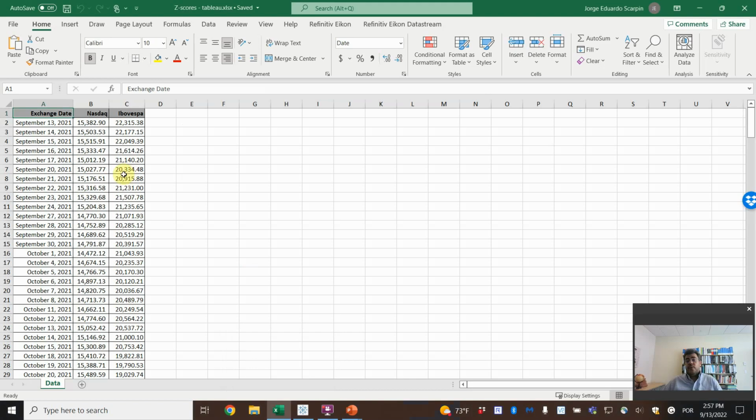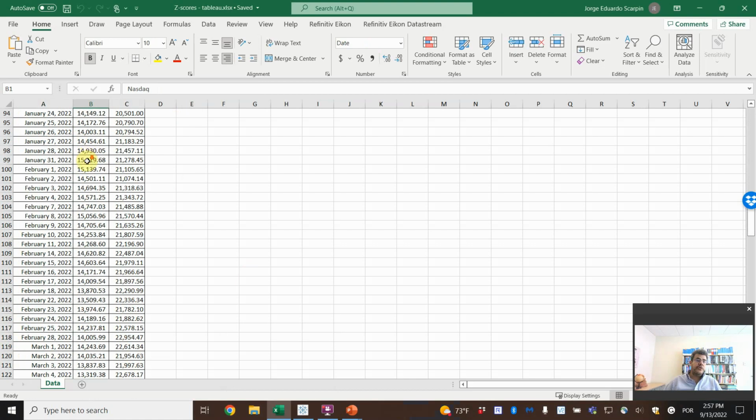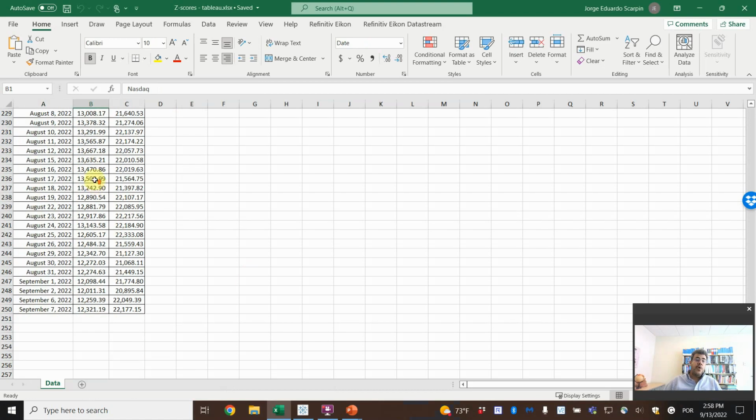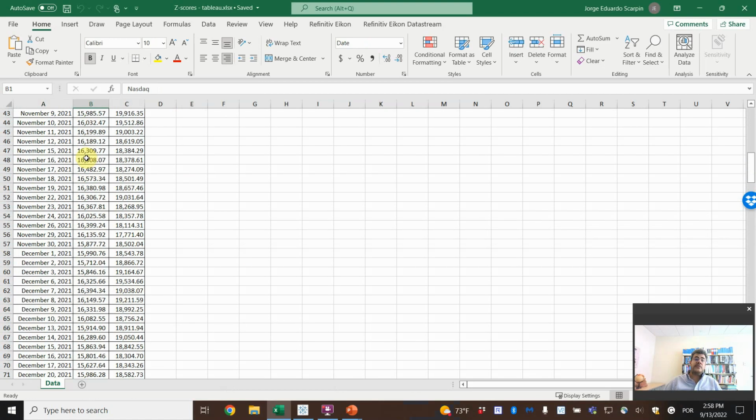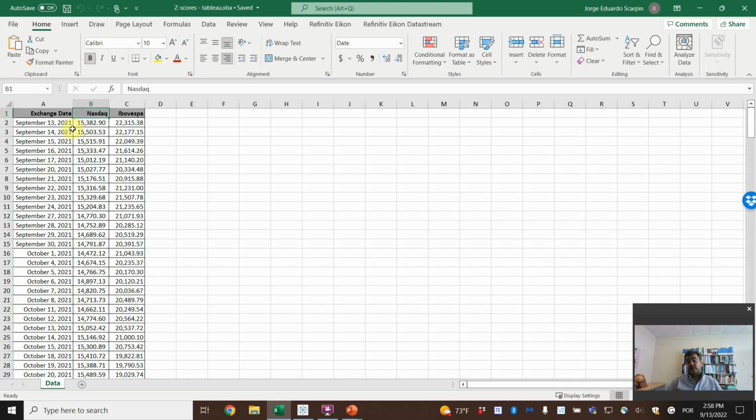So first of all, what do we need? We need Excel data. So here I grab two stock exchanges: NASDAQ in the US and Ibovespa, that is the index for B3, the stock exchange in Brazil, my home country. And a series of data here. On Excel, the dates must be in order. On Tableau, it doesn't matter the order. Tableau will order it daily.